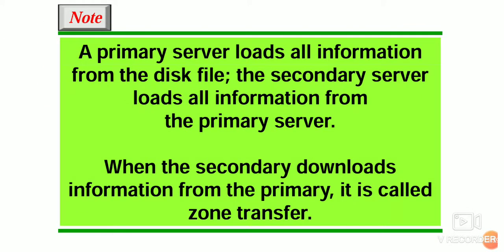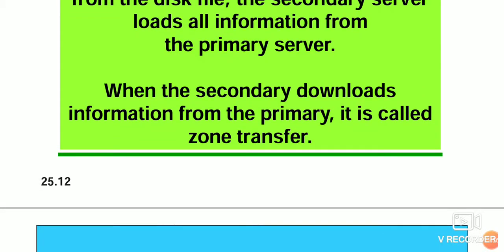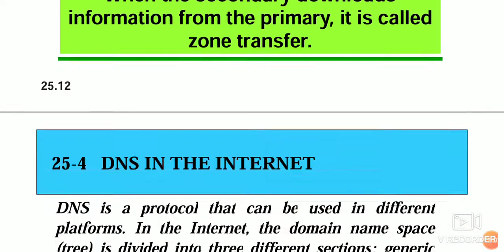Now we'll have a note here. A primary server loads all the information from the disk file, and the secondary server loads all the information from the primary server. I also told you, the primary server holds everything, but the secondary server is dependent on the primary server. When the secondary server downloads the information from the primary, it is called a zone transfer. I told you the primary server is responsible for a zone. For example, again com, I am creating my own domain under a commercial website com. If I want to do the resolution, the data is supplied to me from the com server, that is called the zone server. So this particular event is called zone transfer.